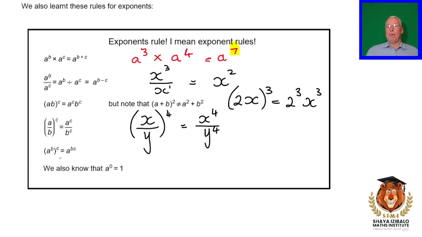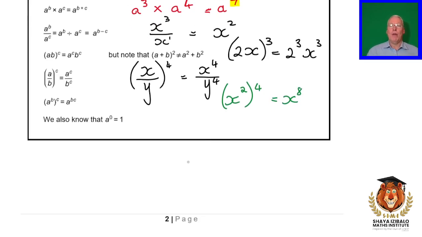If we've got a number with a power on it, and we raise that to a power, then we multiply the powers. So for example, if you've got something like x squared, and you choose to raise that to the power of 4, the answer is going to be x to the 8. Once again, this makes perfect sense. If we think about what it means to raise something to the power of 4, it means to multiply it by itself 4 times.